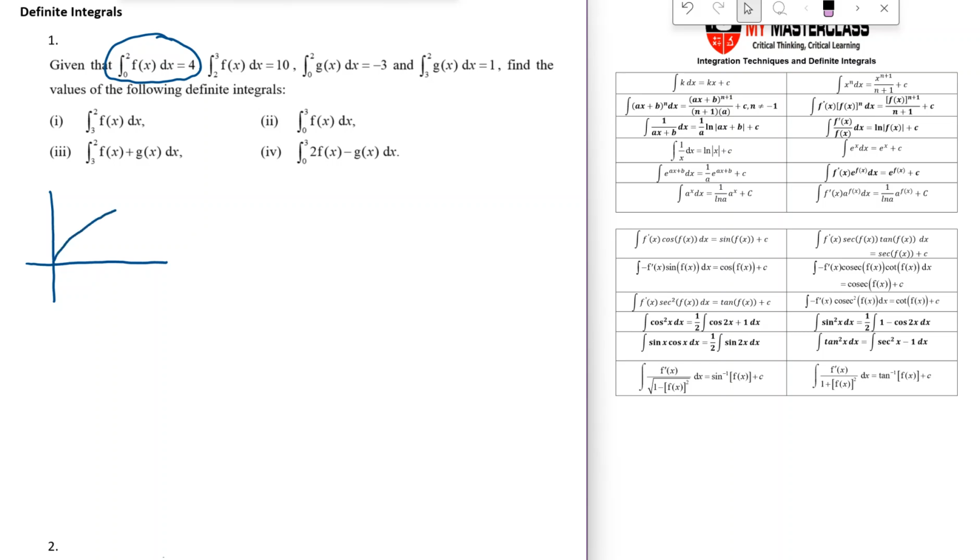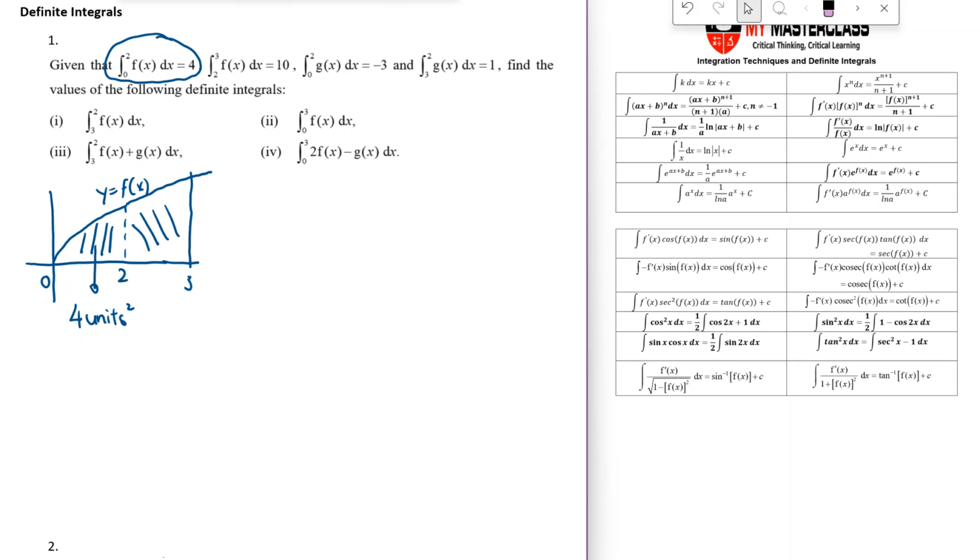So this is something like this: the graph y equals f(x), and from x equals 0 to x equals 2, this is the area under the curve, which will give you 4 units squared. So by definition, when we integrate a certain function from one x value to another, we are looking for the area under the curve from 0 to 2. Okay, so this is 4, and if from 2 to 3 it is 10, probably the area gets bigger. From 2 to 3, the area here is going to be 10 square units.